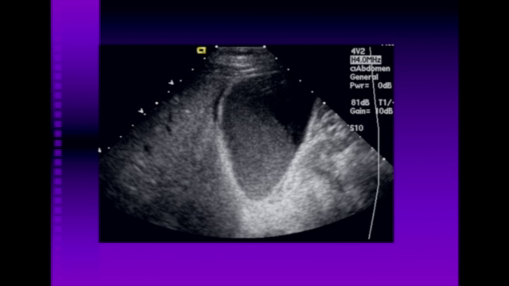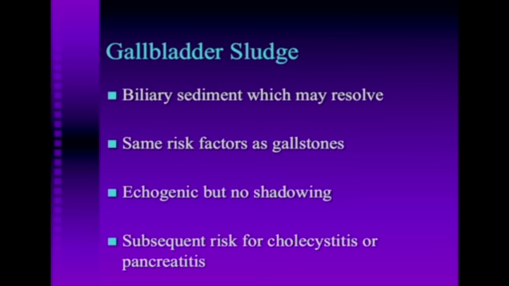Here's an example of layering very fine debris, which is not really a dense layer and there's no shadowing. So this is one that we would feel pretty comfortable calling gallbladder sludge. Now it's just a very thin, fine sediment. They may have the same risk factors as stones, but this can actually just go away and resolve on its own. There should not be any shadowing, even though it may be echogenic. And then one consideration is that these patients, even if they only have gallbladder sludge, are at increased risk for developing cholecystitis or pancreatitis in the near future.